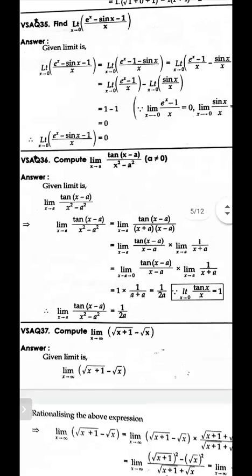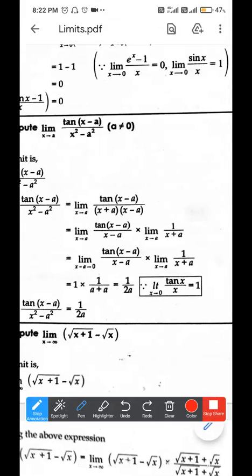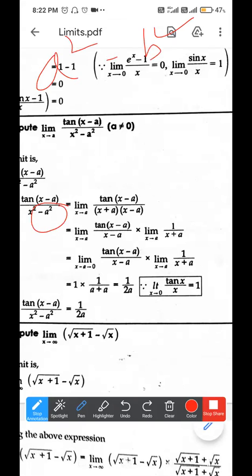Now compute limit x tends to a of tan of x minus a by x square minus a square. What we have to do here is just open it using the a square minus b square formula, a plus b into a minus b. You have to learn this formula a plus b into a minus b. What you have to do after that?